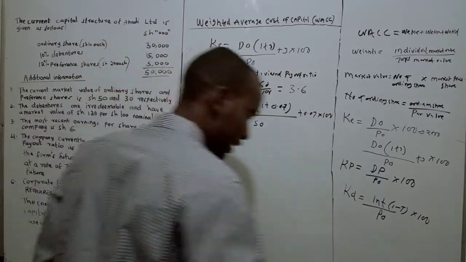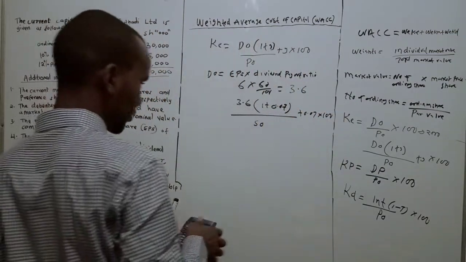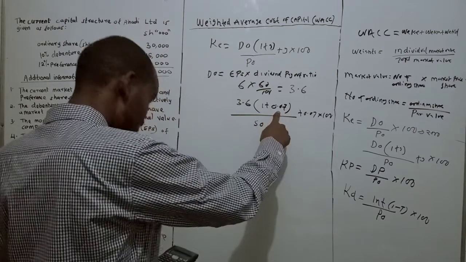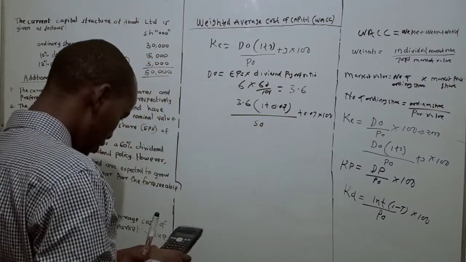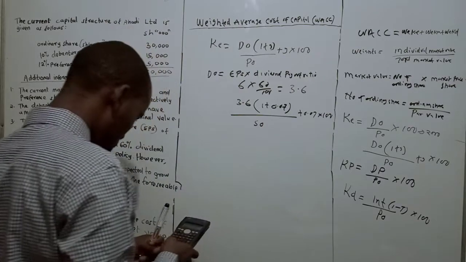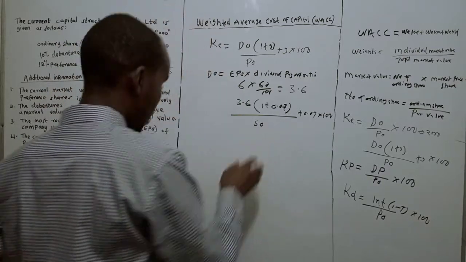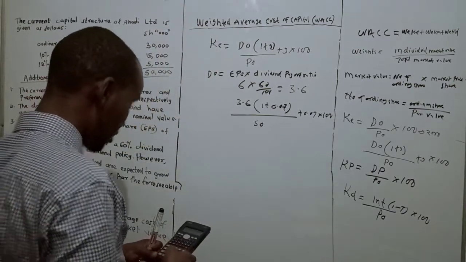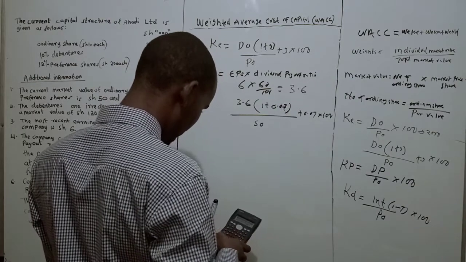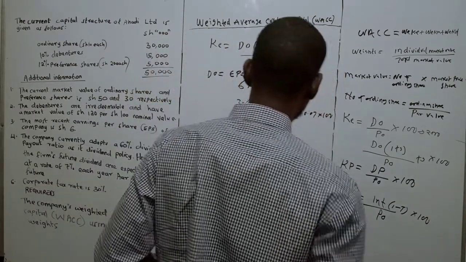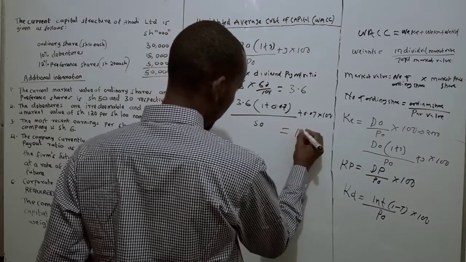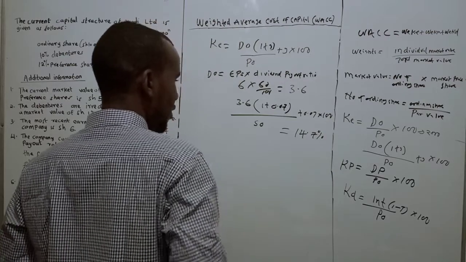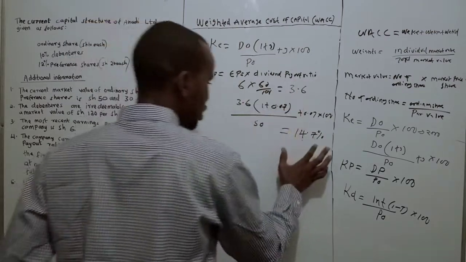So if I take the calculator, remember 1 plus 0.07 will come to 1.07. So we take 1.07, multiply by 3.6, divide by 50, then add 0.07, then multiply by 100. I'm getting 14.7, so to one decimal place, 14.7%. This now is the cost of equity.